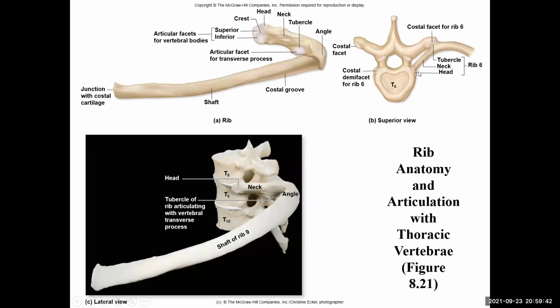So here you can see, here's the rib head, and it's articulating here onto the vertebral body. Then you have the neck. Then you have that second bump, the tubercle of the rib, and it articulates here with the transverse process.